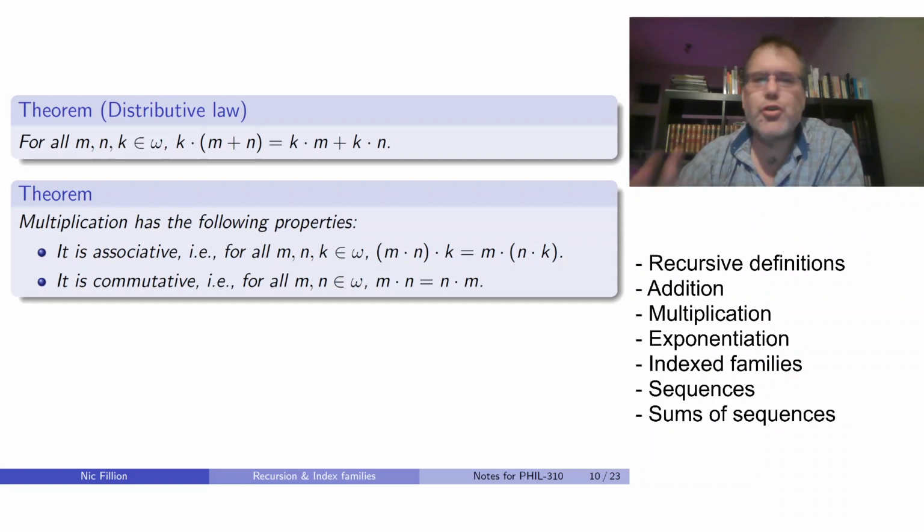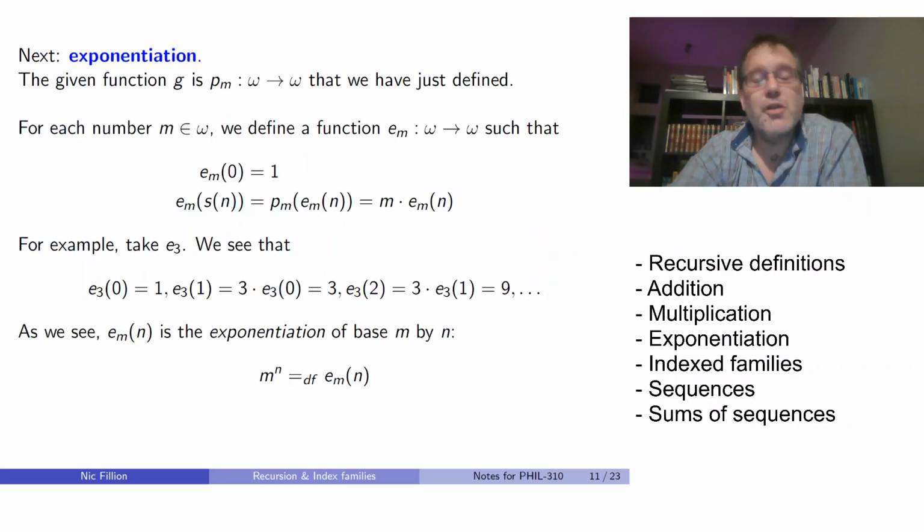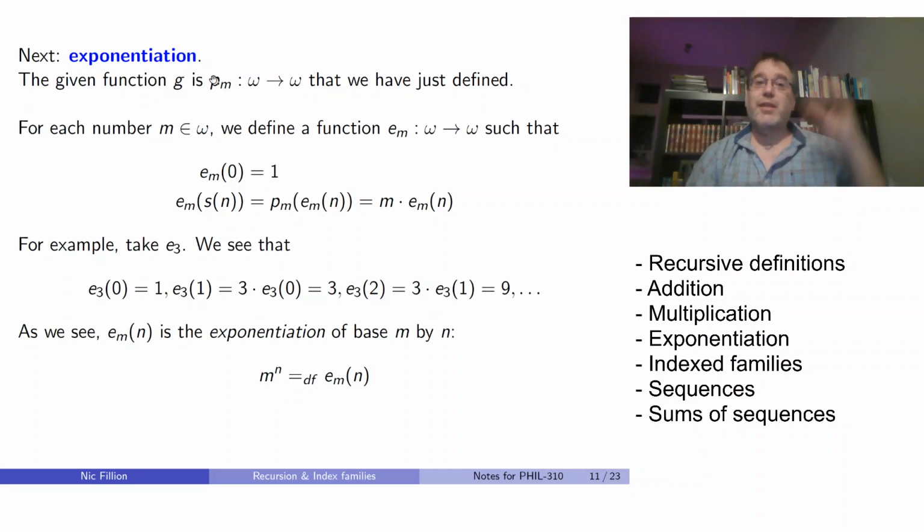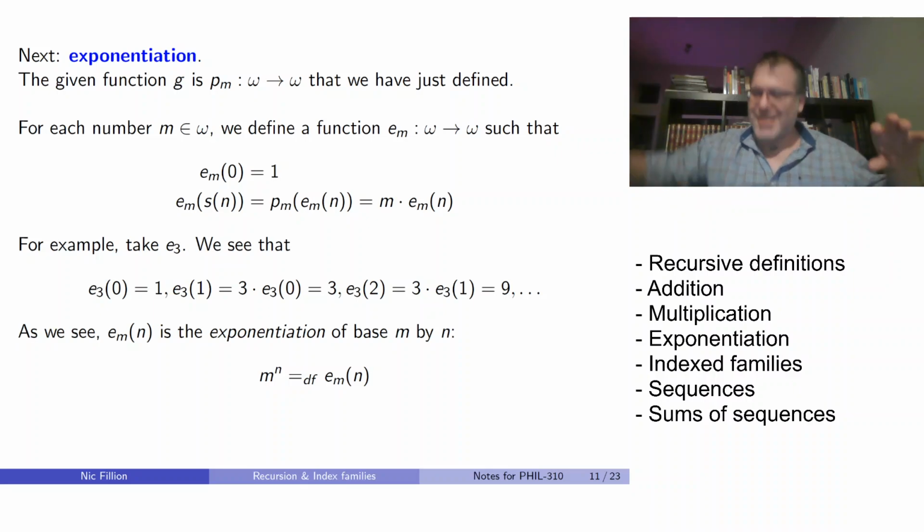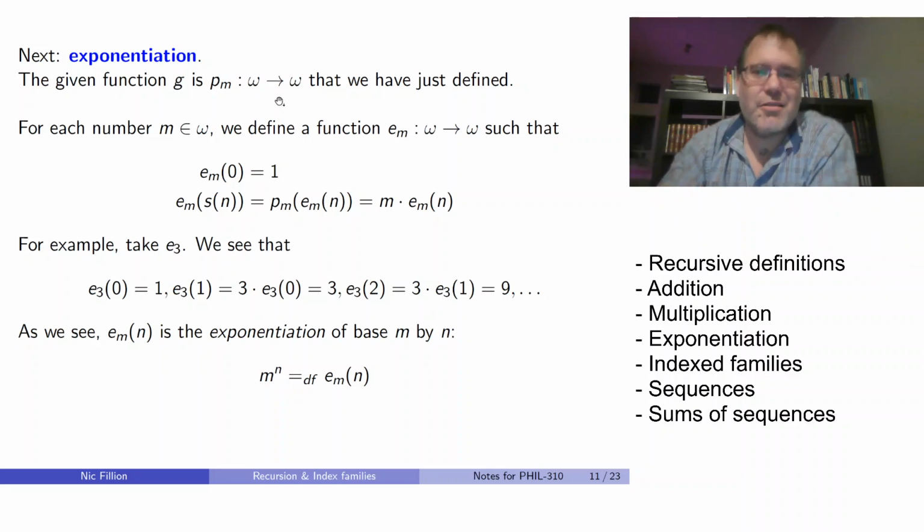I just wanted to show you one of them as a Fitch diagram, and then you see how this is working. So let's turn to exponentiation. The given function is just going to be the product that we've just defined. So we define exponentiation in terms of product, which itself was defined in terms of addition, which itself was defined in terms of successor. Right?